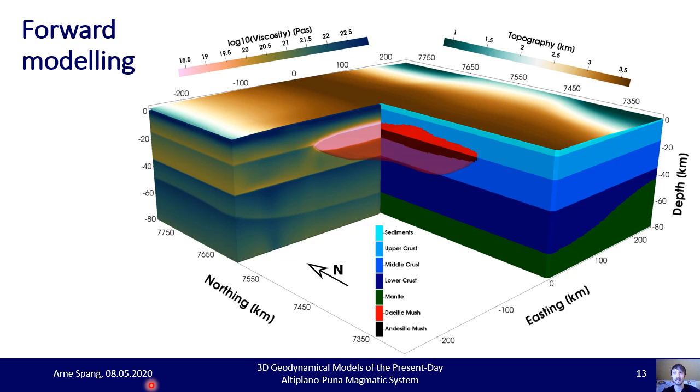And now we can take all of this information that we have from gravity and put it into our forward model. So this is how our setup looks. We have a layered crust, we have a thickened crustal root, we have lithospheric mantle on the bottom, and we have our magma body, which we split into two parts, an upper dacitic part and a lower andesitic part.